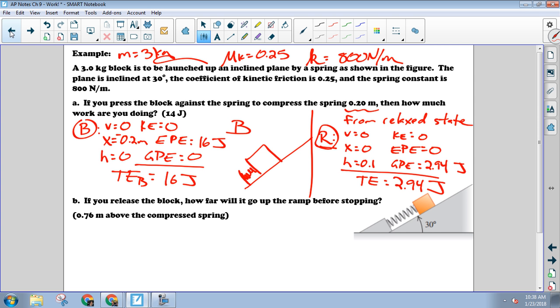All right. Part B, if you release, this one's not quite as bad because we've done a lot of the legwork. Part B, if you release the block, how far will it go up the ramp before stopping? There's still friction. Still friction. Okay?